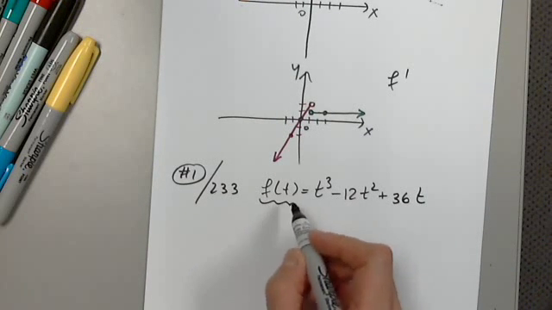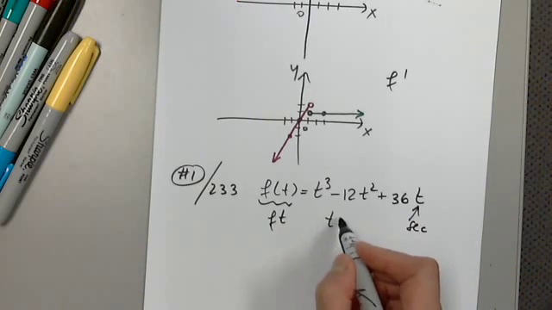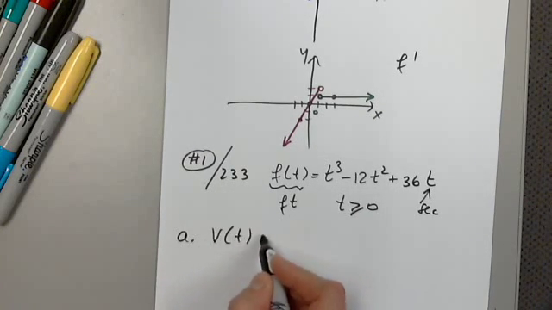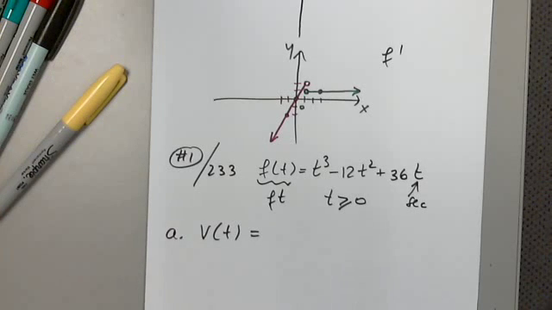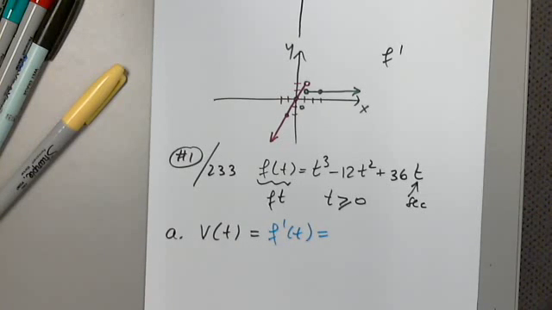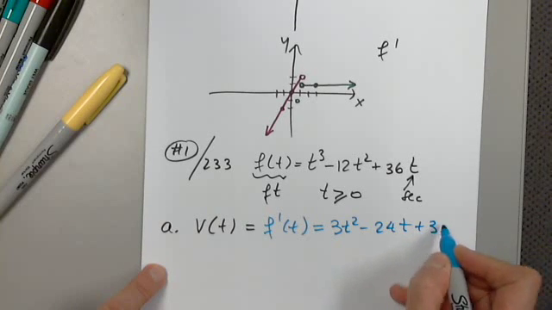And this is measured in feet, and time is measured in seconds, and of course, time has to be greater than or equal to 0. Find the velocity at time t. Part A, the velocity at time t. Well, we know that the velocity is nothing else but the derivative of motion, or derivative of distance, which will be 3t squared minus 24t plus 36.